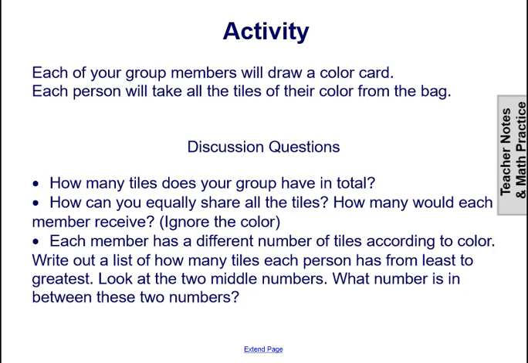And then think, if each member has a different number of tiles according to color, you can write out a list of how many tiles each person has from least to greatest, look at the two middle numbers, and then ask what number is in between those two numbers. These are different ways of looking at the data from that activity.